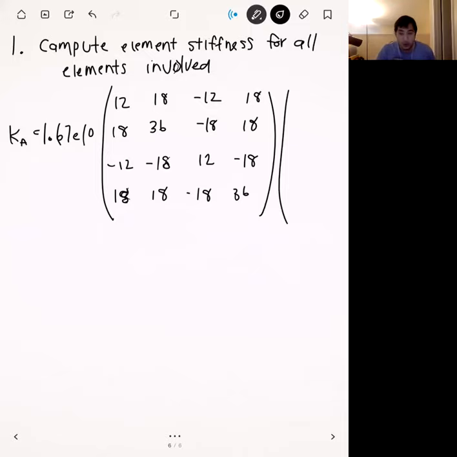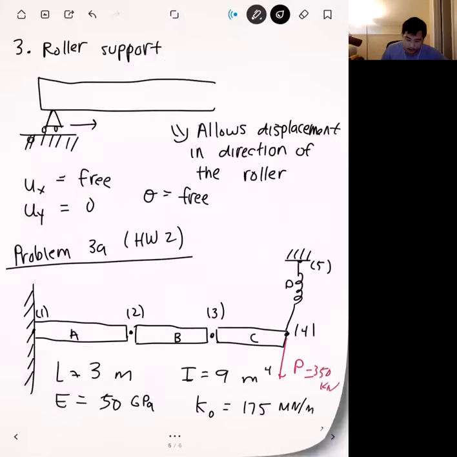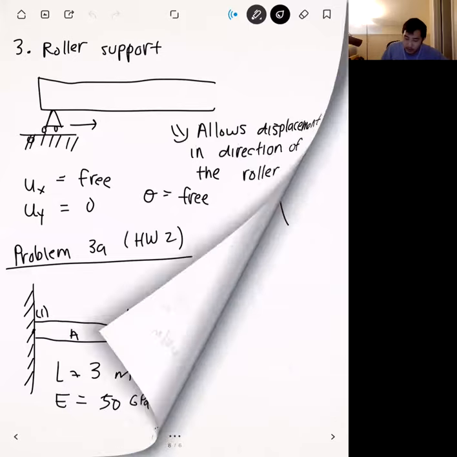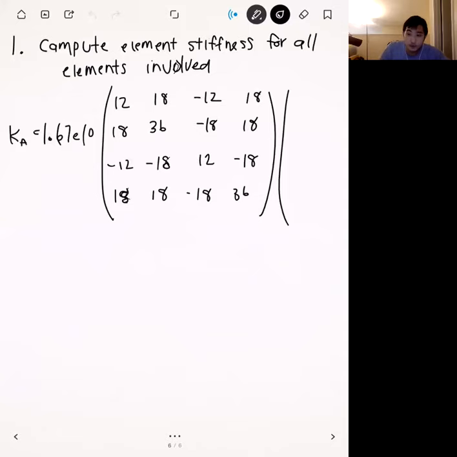And then from here, we're going to multiply by the degrees of freedom that element A controls. Okay. So this element A is going to be on nodes 1 and 2. Here we're going to list out all the degrees of freedom for nodes 1 and 2, right? So we have U1y, theta 1, U2y, theta 2, okay? All right, and so that's Ka.